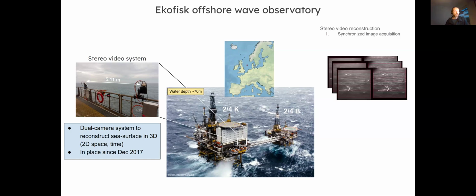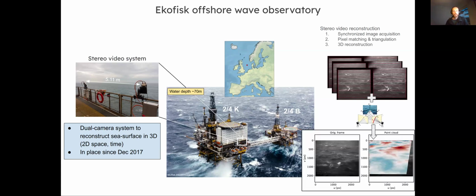And just to quickly summarize how we do the wave field reconstruction from the stereo video on the platform. So we start with the sequences of synchronized frames from the two cameras. Then we do some image processing that includes pixel matching and triangulation. This gives us a three-dimensional point cloud where each matched pixel gets a 3D world coordinate.